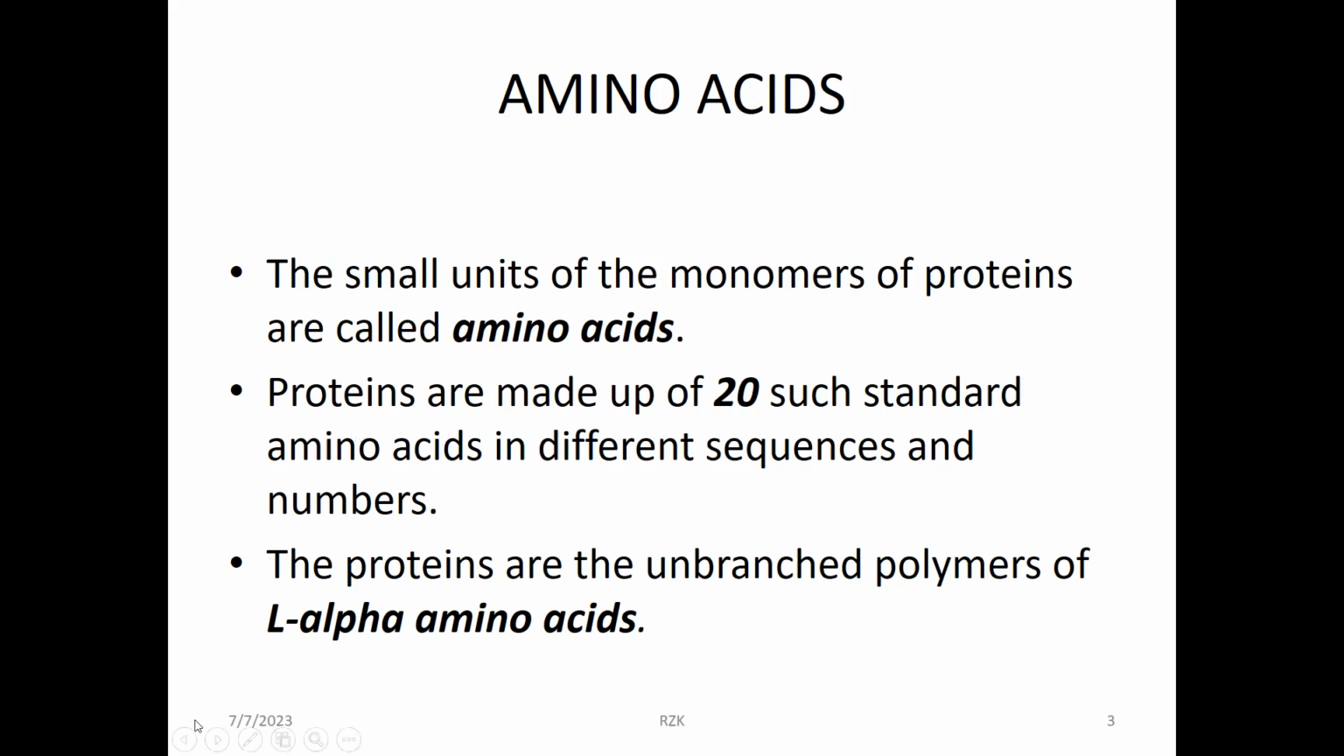तो हम ये भी देखेंगे कि ये जो है, किस तरह से different types of amino acids होते हैं. The proteins are the unbranched polymers of L-alpha amino acids.